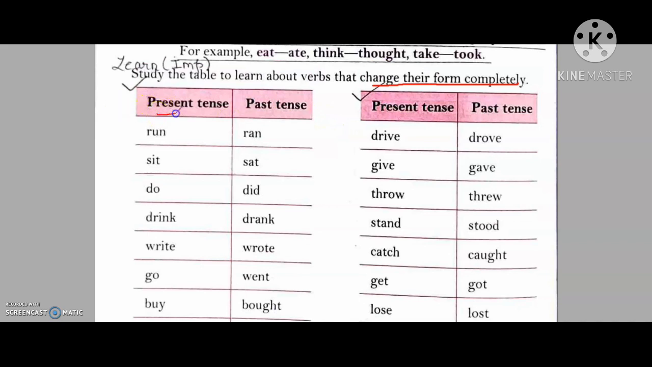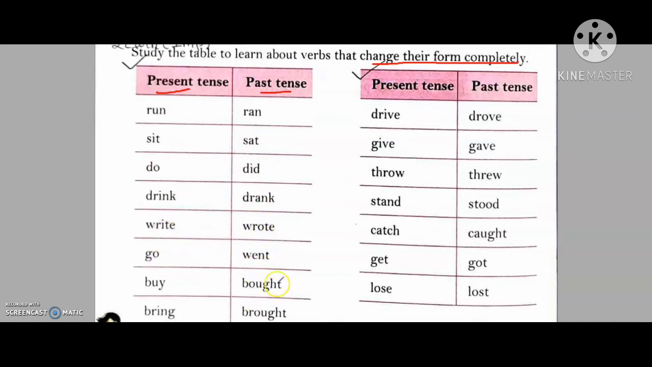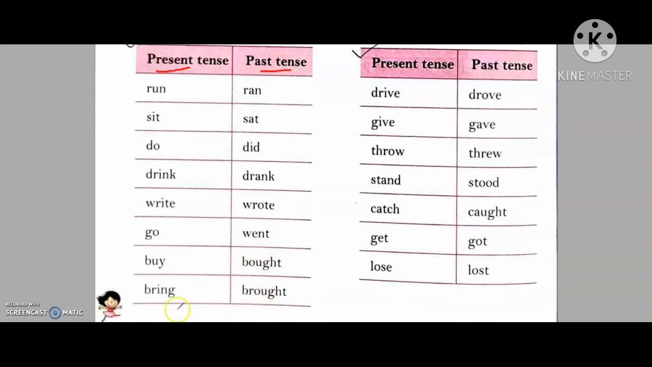Okay. So present tense, past tense. Now let us read this table. Run will become ran. Sit, sat. Do, did. Drink, drank. Write, wrote. Go, went. Buy, bought. Bring, brought. Drive, drove. Give, gave. Throw, threw. Stand, stood. Catch, caught. Get, got.